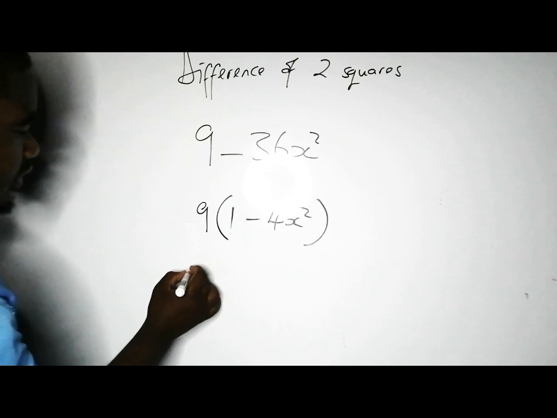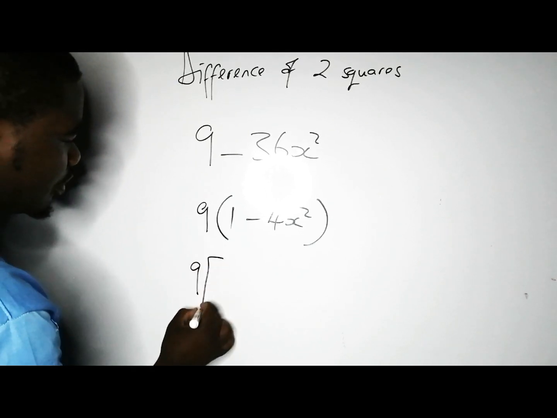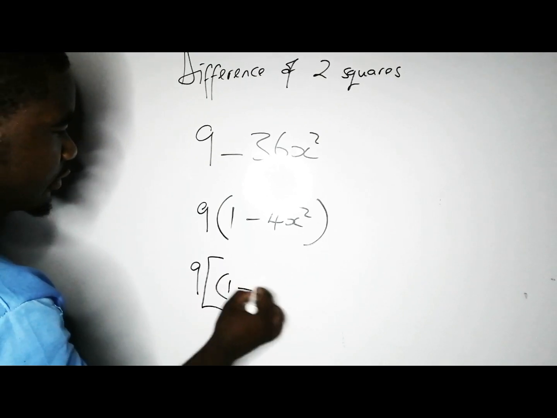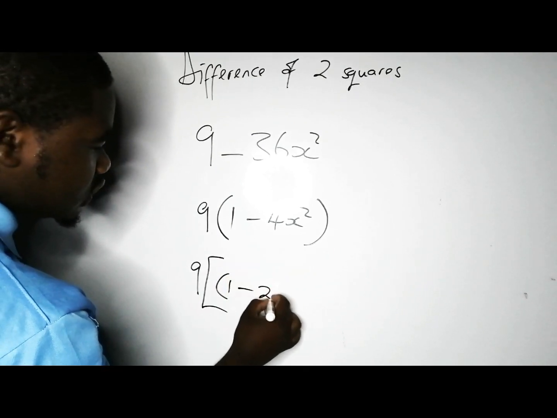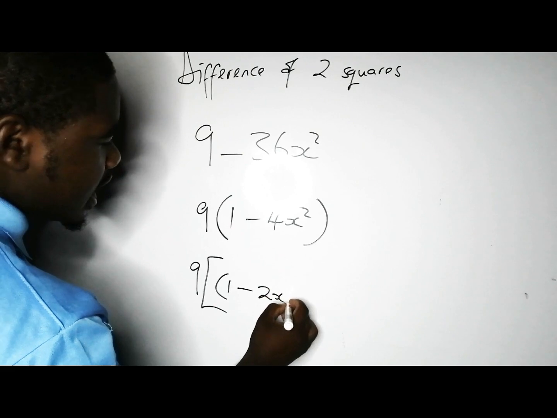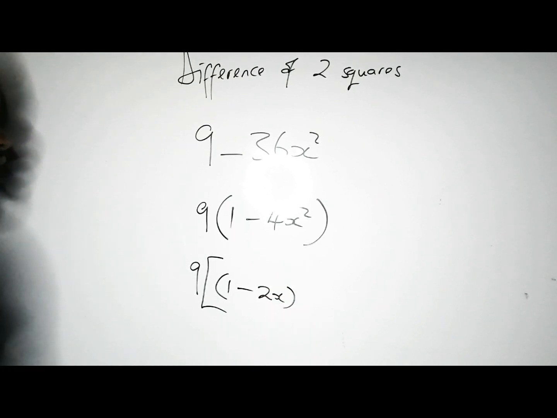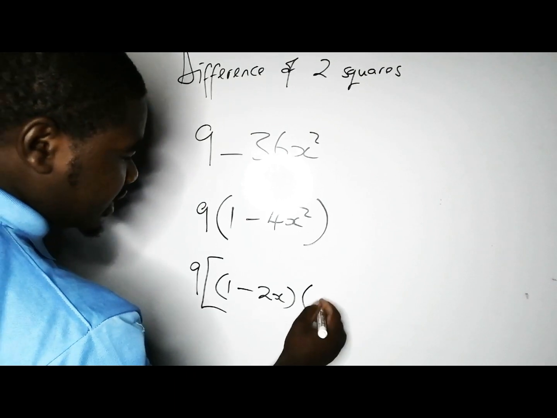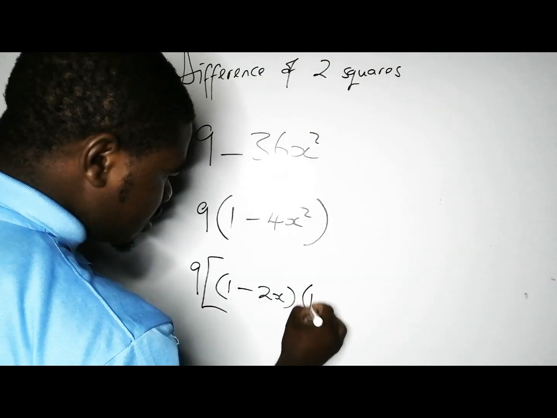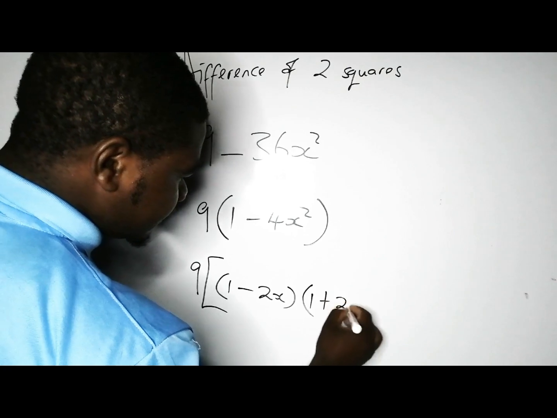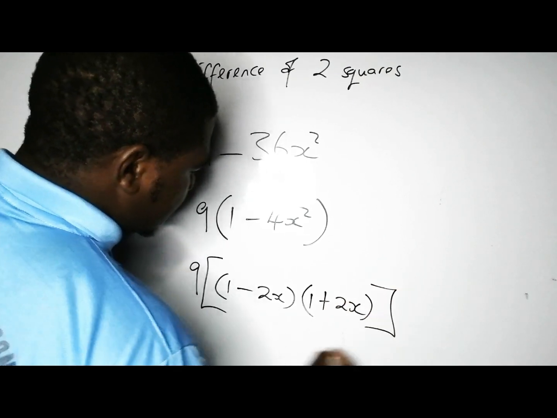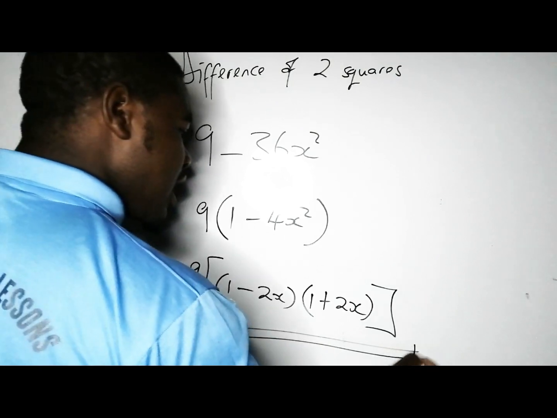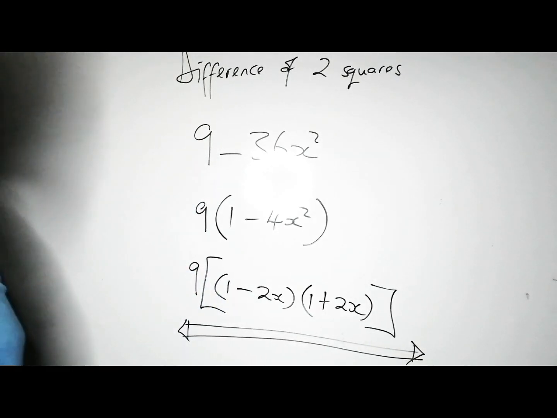Meaning to say, you say 9, and then you open a big bracket, and then say the square root of 1 is 1, minus the square root of 4, which is 2, the square root of x squared is x. And then you repeat the same, but changing the sign. Here now is our final answer.